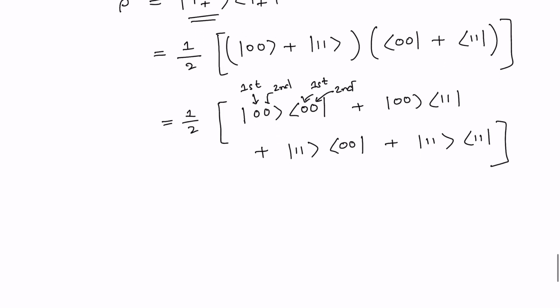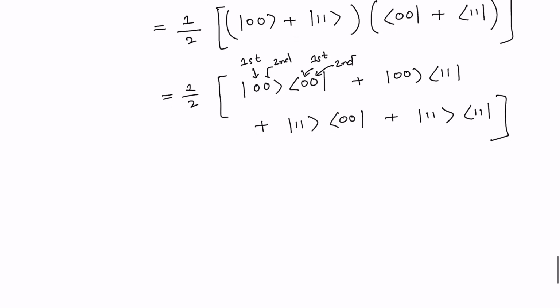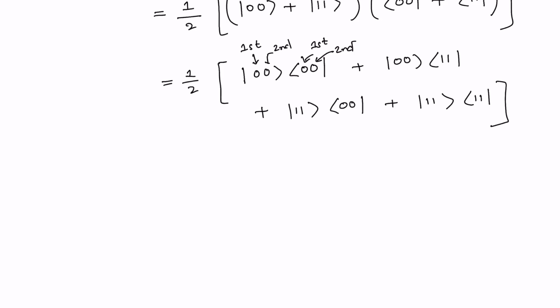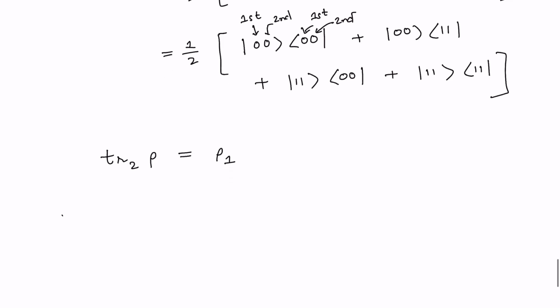Okay, so now if we are interested, as I said, in the first qubit only, then we need to trace out the second qubit, and this is going to give us the density operator for the first qubit. So let us trace out the second qubit. I have to do the trace operation on the second system, and this is going to give me the density operator for the first qubit. So I have rho 1 equal to the trace operation over rho on the second system.